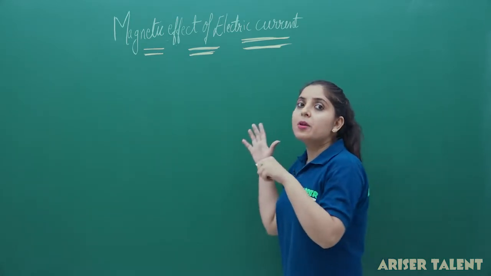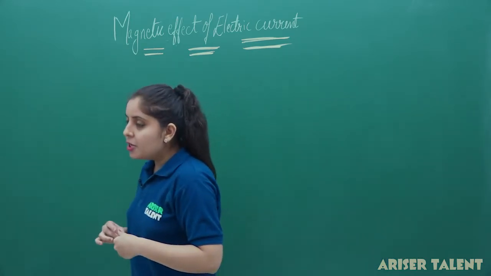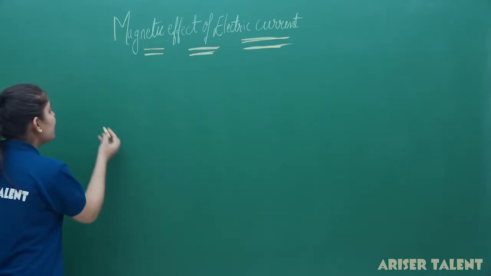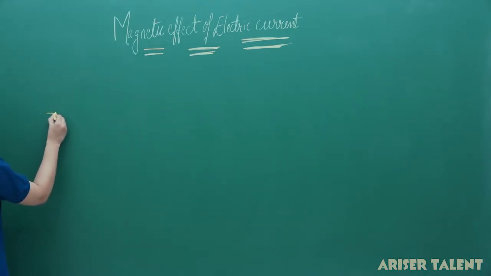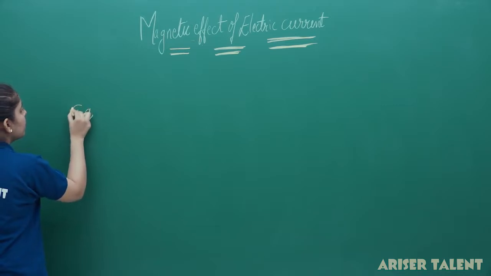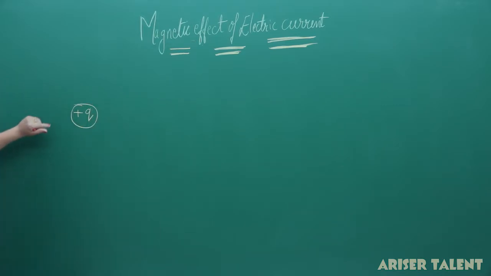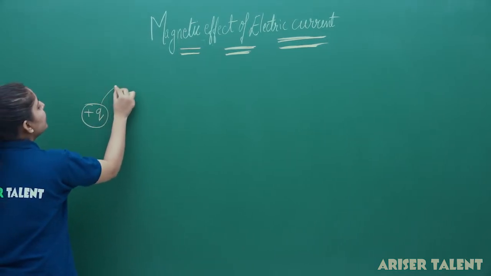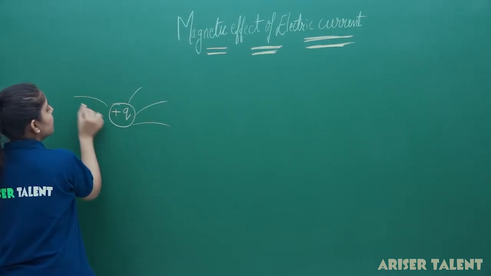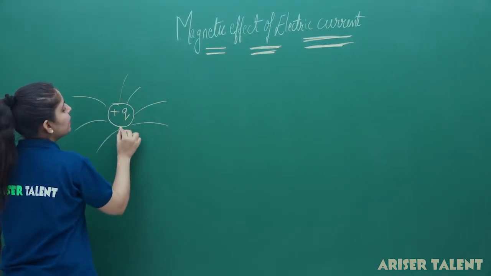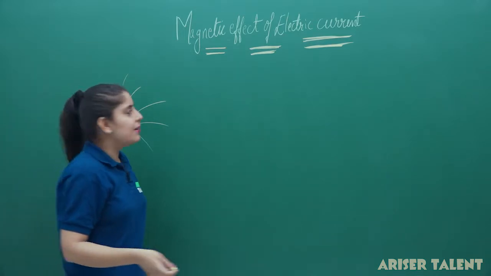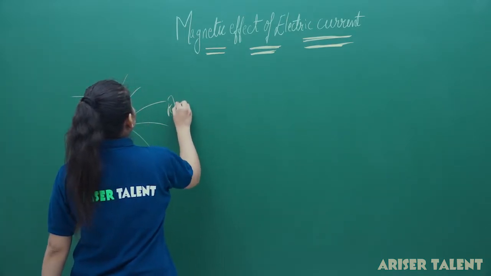Now let's begin with the chapter. We are discussing the magnetic effect of the electric current. We have seen that whenever you place any charge in any space, it is going to create an electric field around it, and these lines are known as the electric field lines.